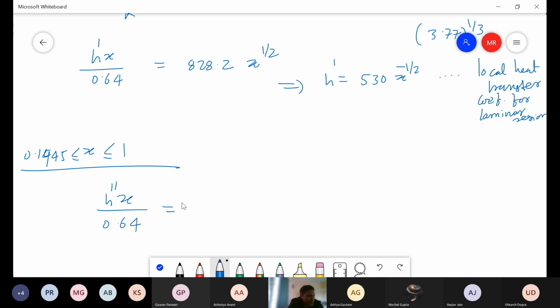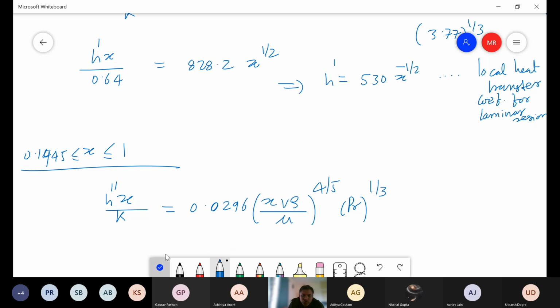divided by 0.64. Another expression is given, if I go back, as 0.0296, so that I can write again. 0.0296 times the Reynolds number, which in this case will be x V rho by mu, raised to the power 4/5, times the Prandtl number raised to the power 1/3.